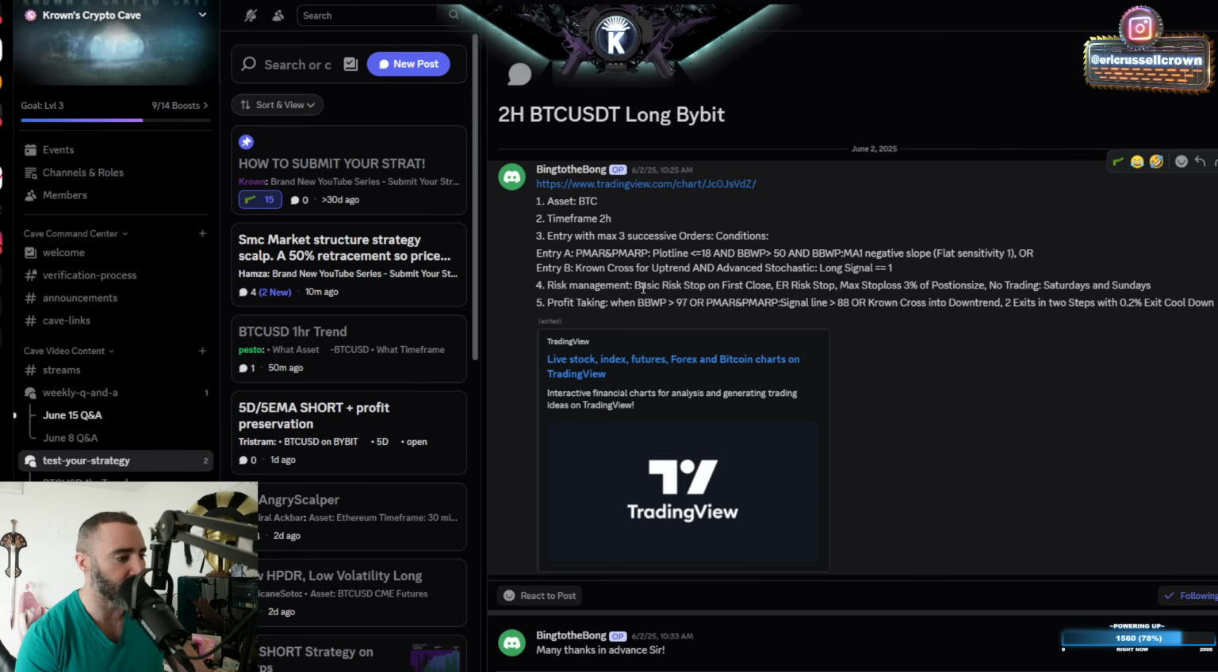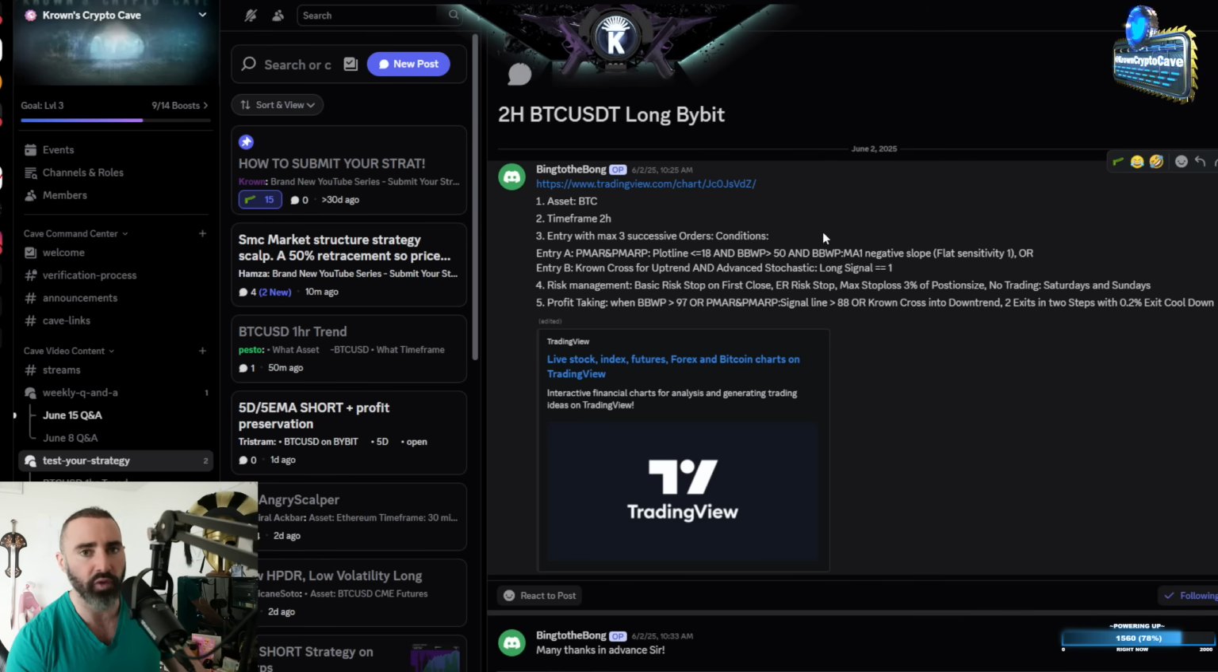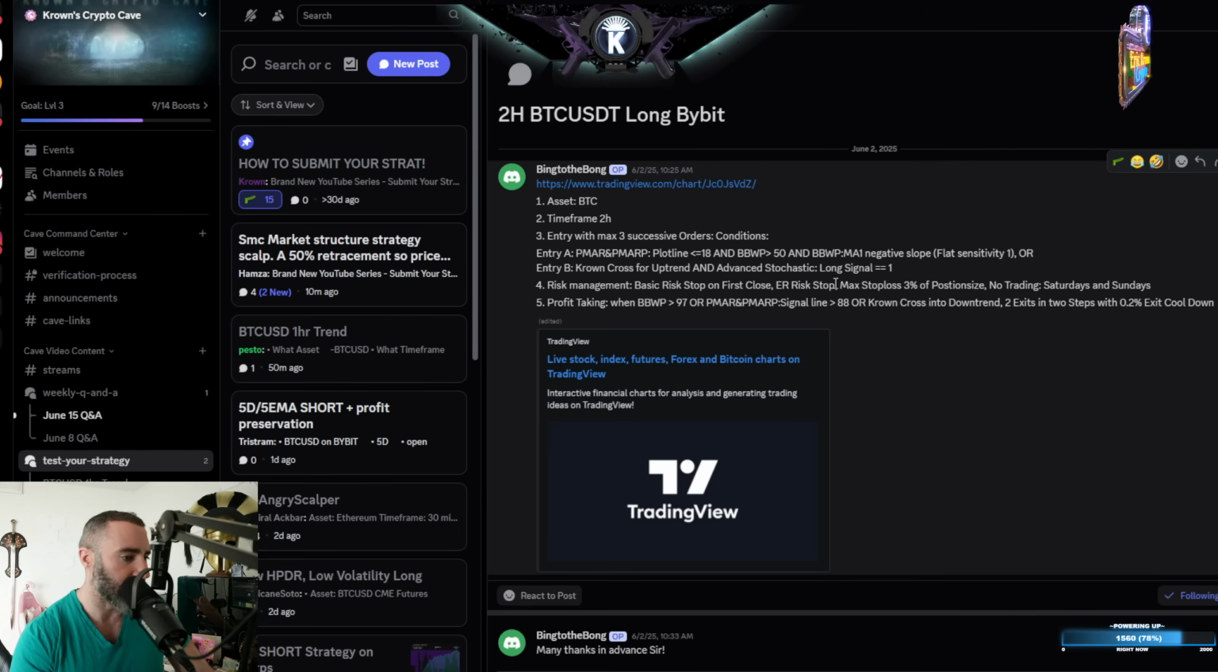Anyways, for risk management, he's using a basic risk stop. That's pulling the most recent horizontal support or resistance, in this case support, on first close. He also has an emergency risk stop, which goes off the most recent trending low. Then he has a max stop loss of 3% of position size, no trading Saturdays and Sundays, and profit taking when BBWP is above 97 or PMARP signal line is above 88, or if the crown cross enters into a downtrend, with 2 exits and 2 steps with a 0.2% exit cooldown.